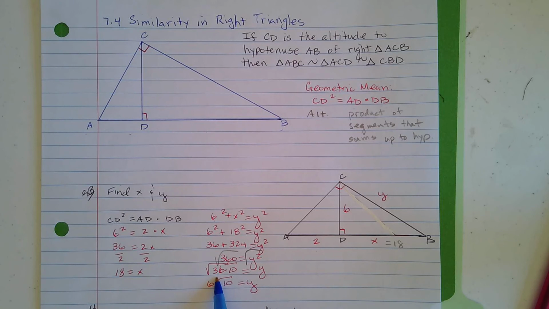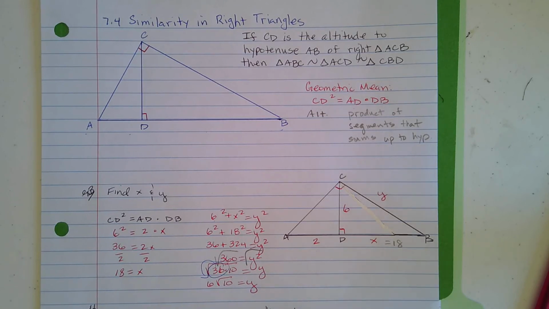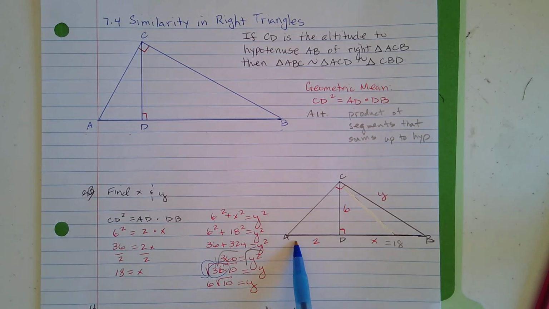The reason why I want to use this combination is because 36 is a square number. The square root of 36 is 6. So we could take this out. 10 is not a square number, so 10 stays in the radical. So now we have 6 square root of 10 equals y. So that's example 3. Again, the key to all this is identifying the altitude and the hypotenuse it's created with.